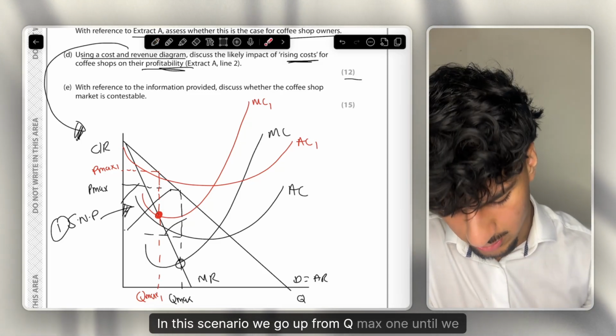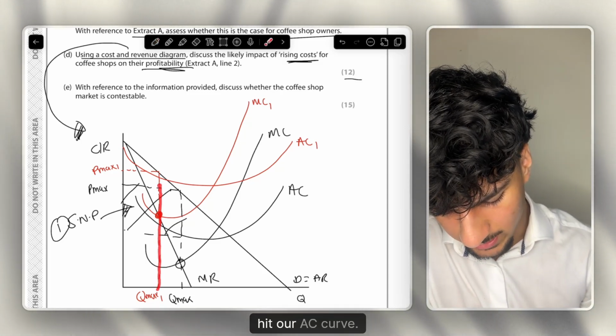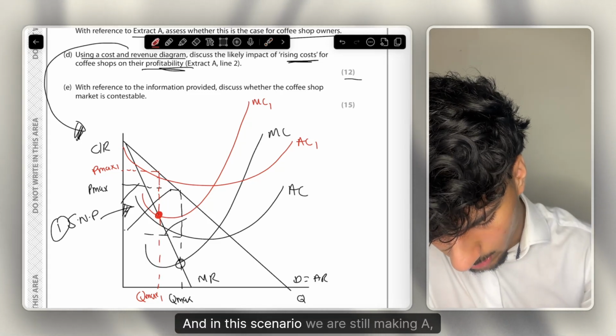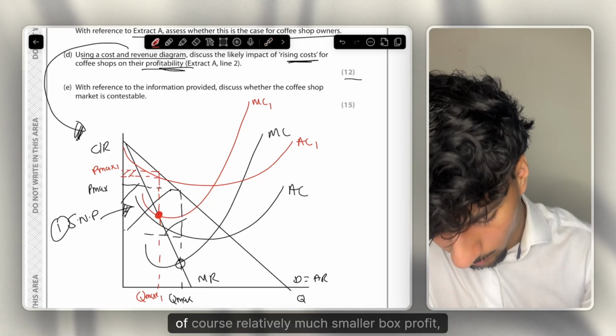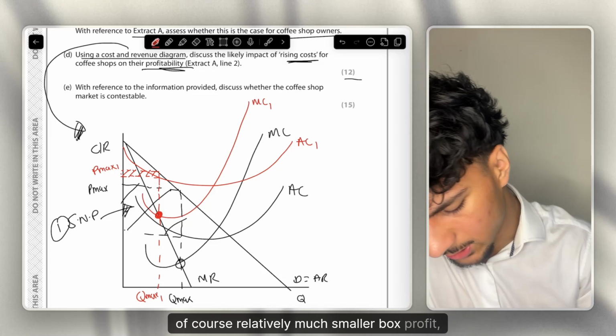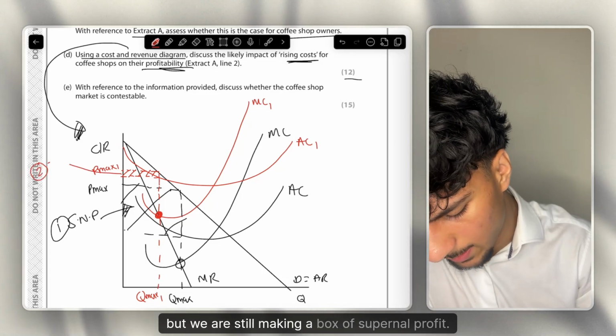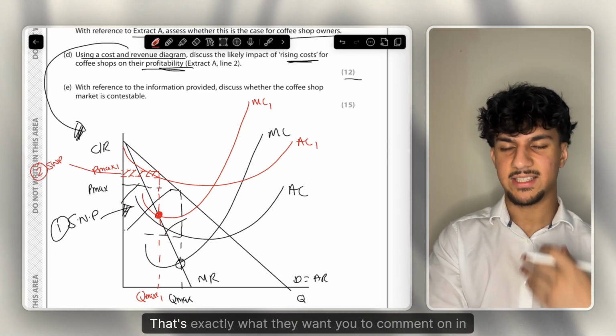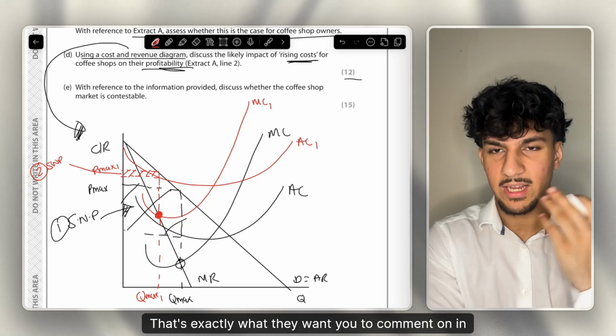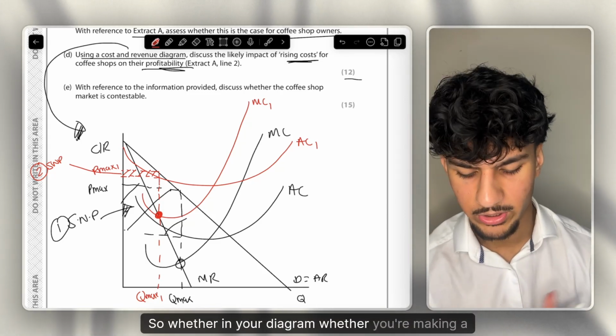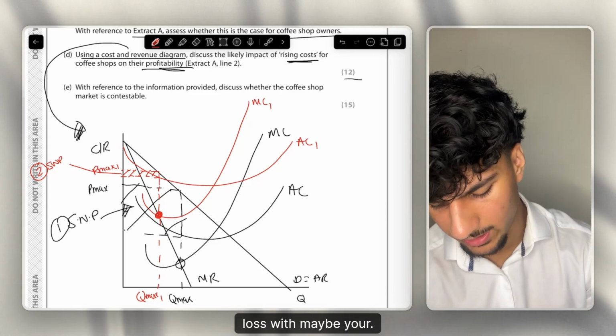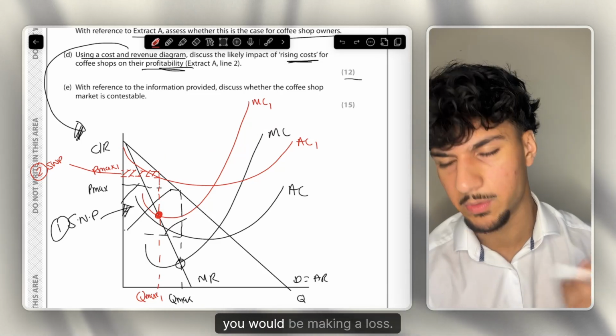We go up from QMAX1 until we hit our AC curve, and in this scenario we are still making, of course, a relatively much smaller box of supernormal profit, but we are still making a box of supernormal profit, and that's exactly what they want you to comment on in the chain of analysis. So whether in your diagram, if your AC was somewhere up here, you would be making a loss.